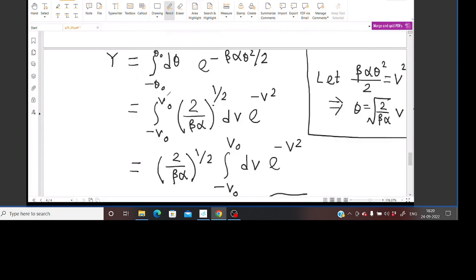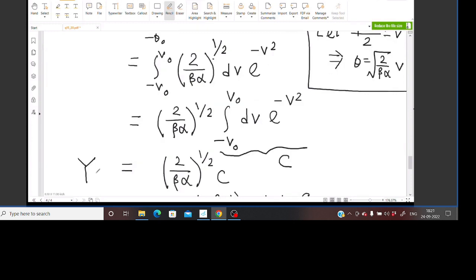Now y is equal to integral d theta into e to the power minus beta alpha theta square by 2. Let's assume that beta alpha theta square by 2 is equal to v square, or theta is equal to root over 2 by beta alpha into v. Here we replace theta by 2 by beta alpha whole to the power half into v. So you obtain that y is equal to 2 by beta alpha whole to the power half into c, where c is a constant and independent of alpha and beta.